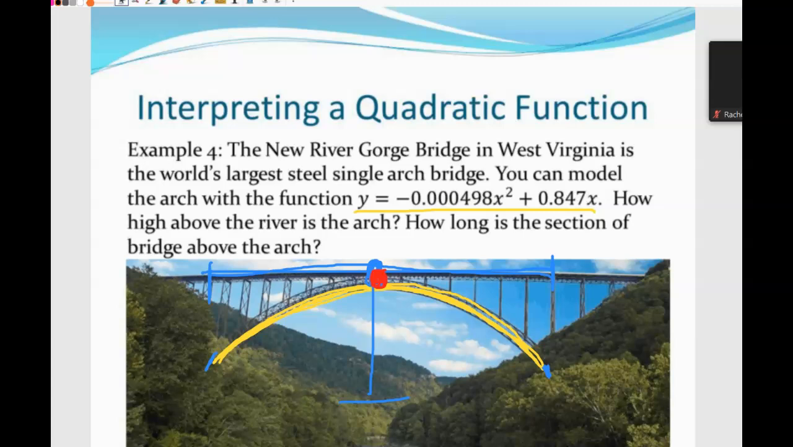The vertex. This little red dot is called the vertex. We need to find the vertex to answer these questions. I told you you're going to need those calculators because these are some crazy long decimals. Go ahead now and find your vertex.